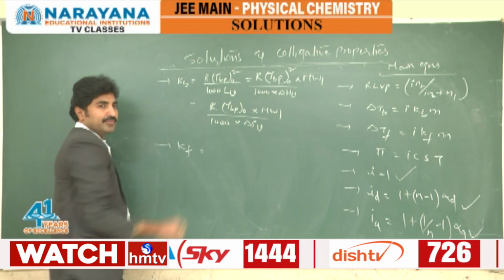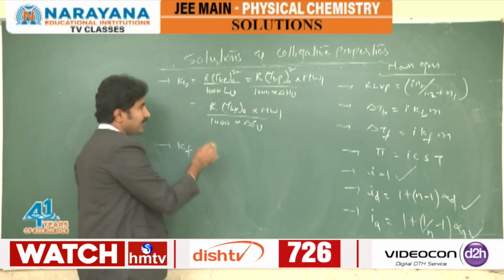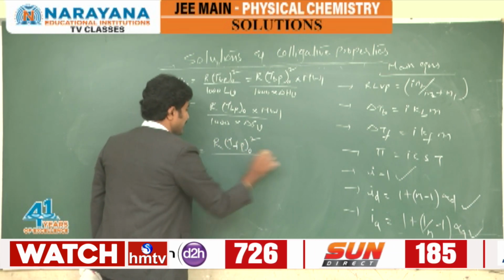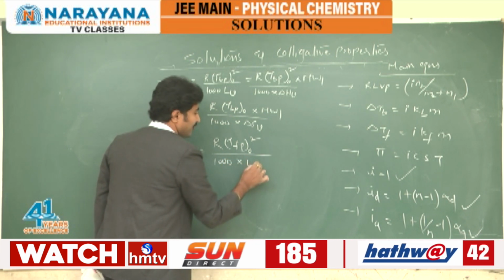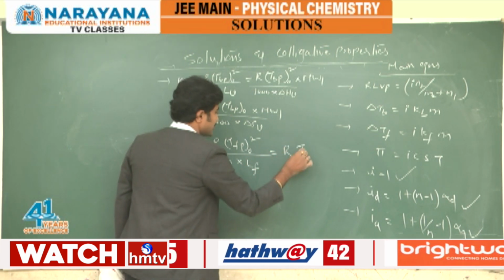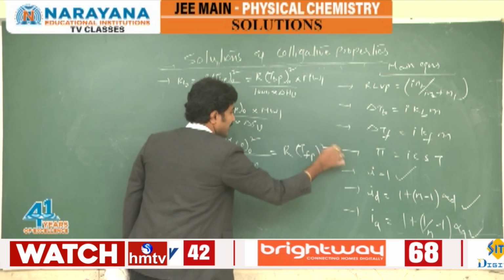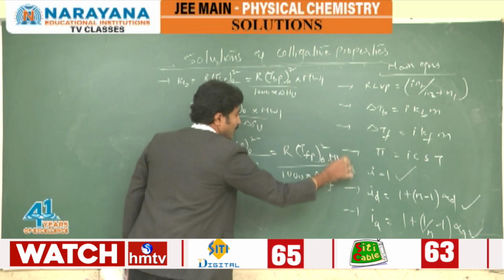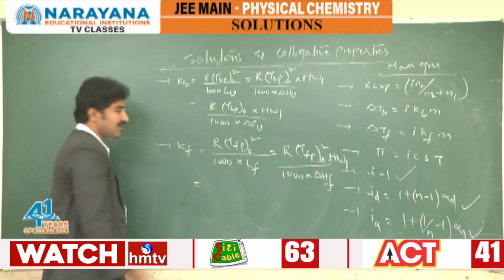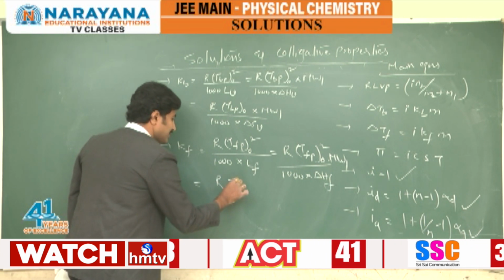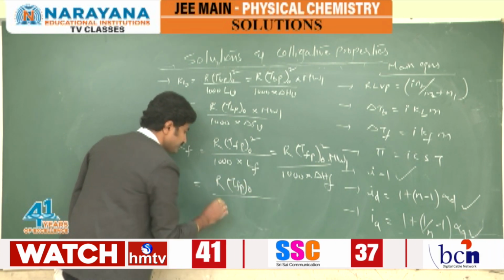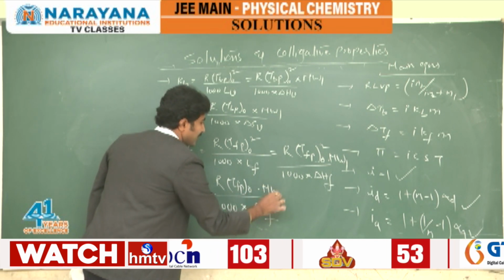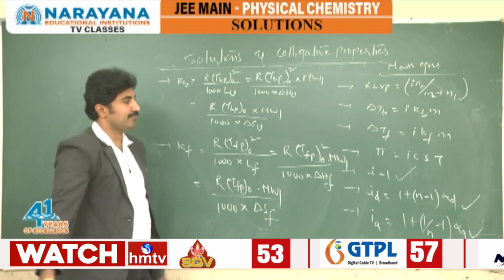And suppose Kf value is not given, use the Kf expression. This is R Tf of solvent square by 1000 into latent heat of fusion, or this is R Tf of solvent square by 1000 into delta H enthalpy of fusion into molecular weight of the solvent, or in terms of entropy of fusion, R Tf of pure solvent by 1000 into delta S fusion in numerator, molecular weight of the solvent. We know those are the 4 main equations.